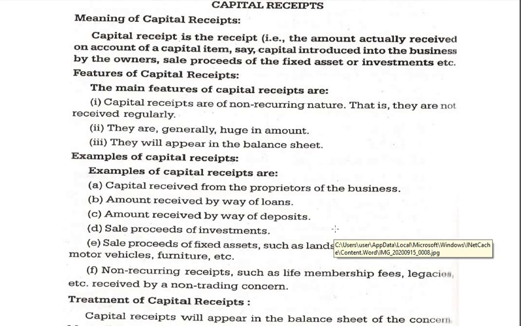Similarly, they will appear in the balance sheet. They will not be taken to the income and expenditure account. They will be taken to the balance sheet.